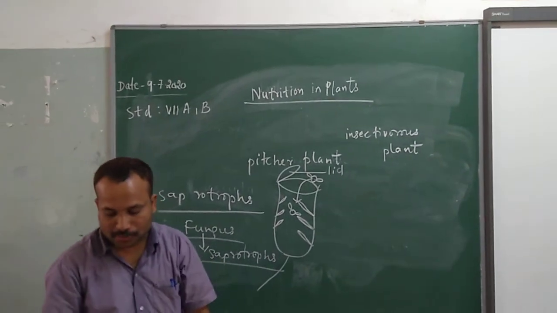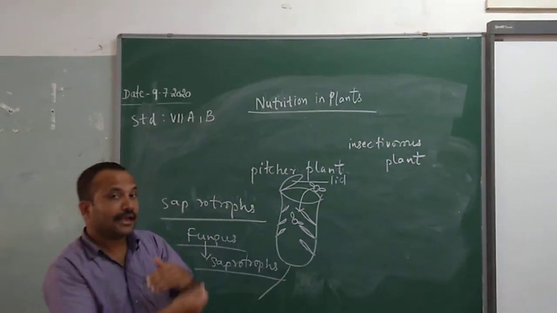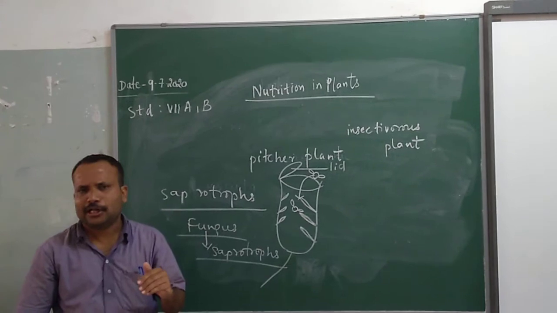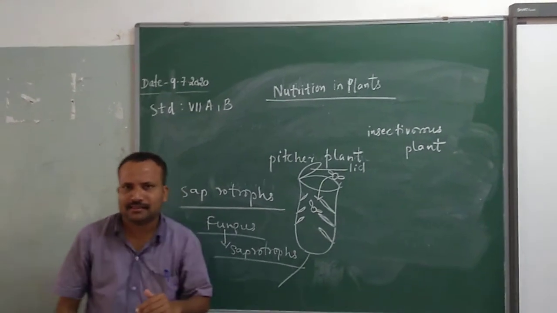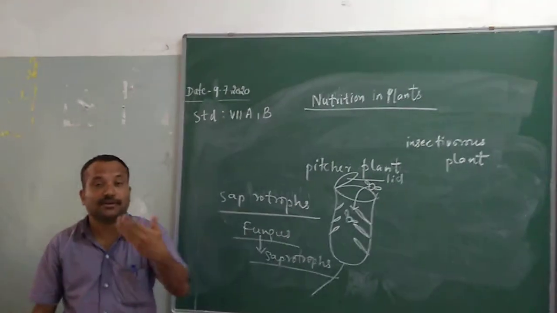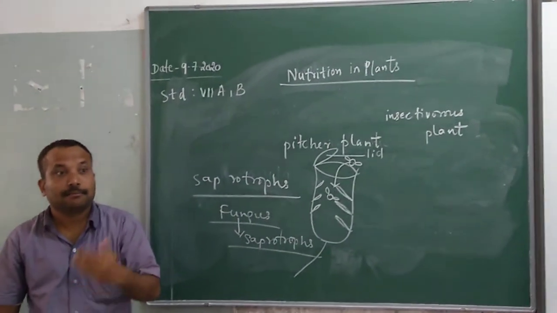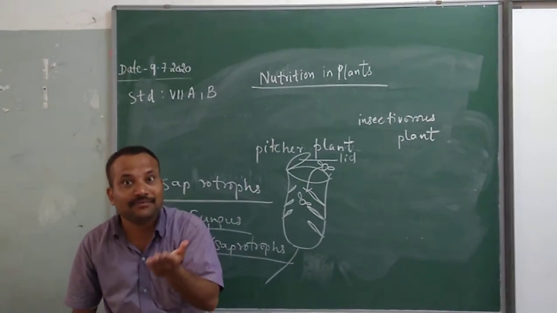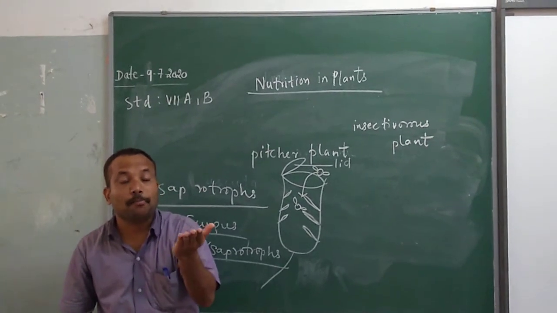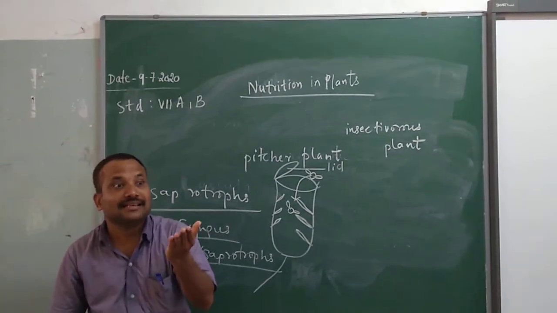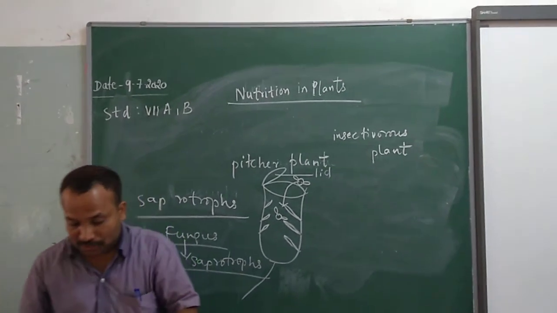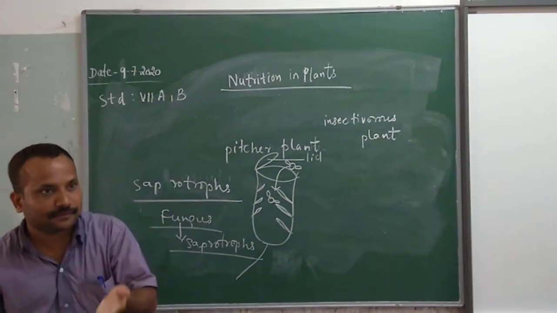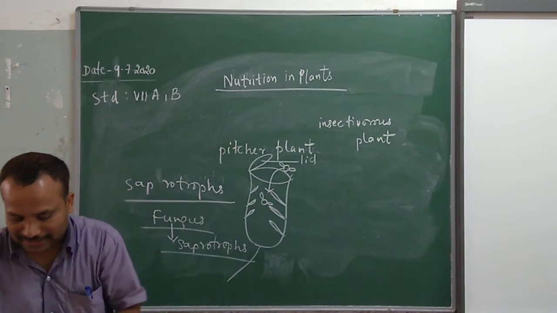Then children, let me speak about some organisms where they help each other. Like some plants, leguminous plants. Whatever pulses we eat, groundnut, ragi, some types of moong dal, green grams, beans. I should write the names, children.